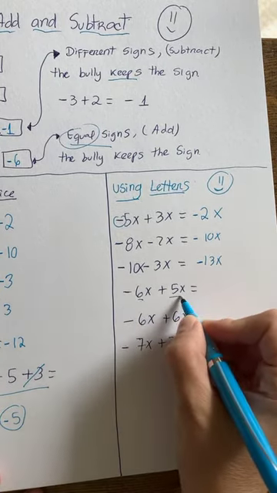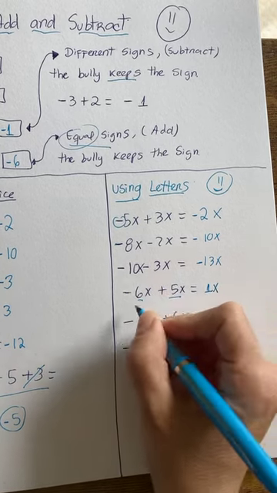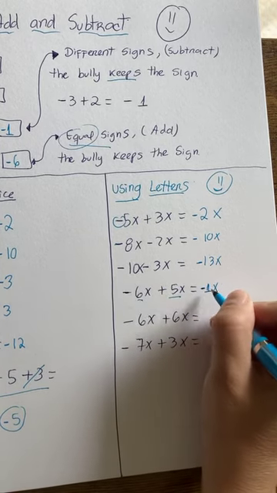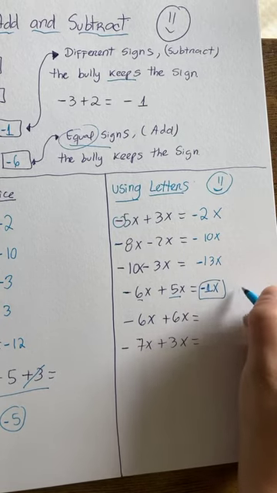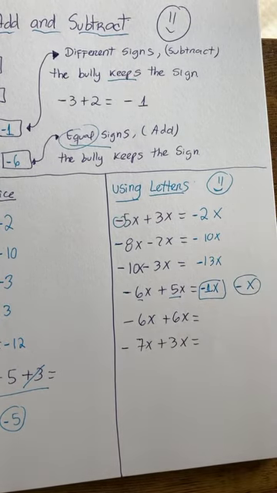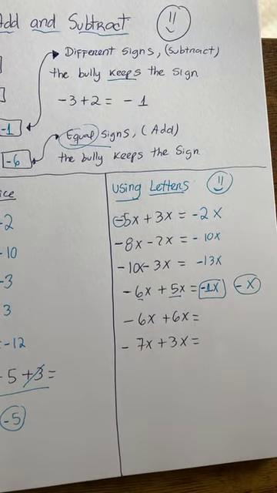Negative 6x plus 5x. I'm going to add or subtract? Subtract. Now, I'm going to put here a 1x. Negative 6 is the bully, so you get the sign. By the way, negative 1x is the same as negative x. There's an invisible one right there.